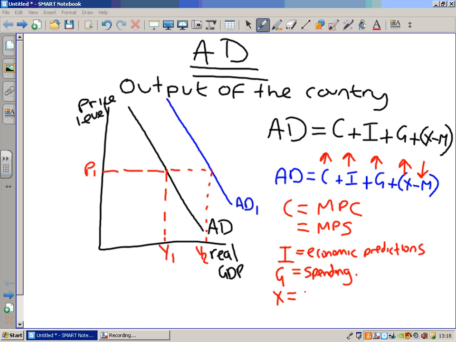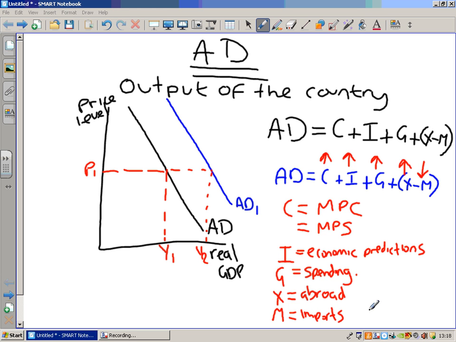Exports. If other countries across the world start demanding more of our goods and services, this leads to an injection into our economy and therefore a growth in AD. If imports were to fall, this would mean there's less money leaking out of the economy, which means that more money stays in our economy, which means AD again will start to increase. What you can hopefully see from this is that AD is heavily influenced by injections and leakages.